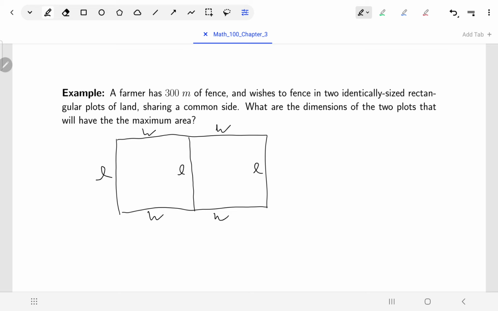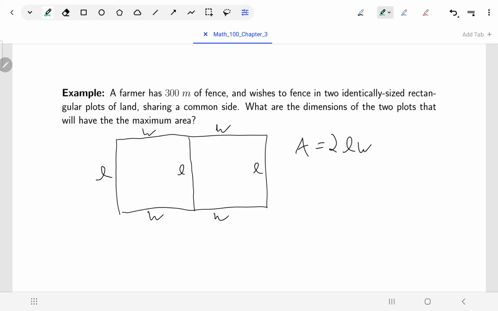And so I want the dimensions of these two plots that will have the maximum area. So for the area of the two plots together, that would be 2 times length times width. Each rectangle has an area of length times width, and the total area is twice that. Of course, right now I can't maximize area because this is not in terms of just one single variable. This is in terms of two variables.